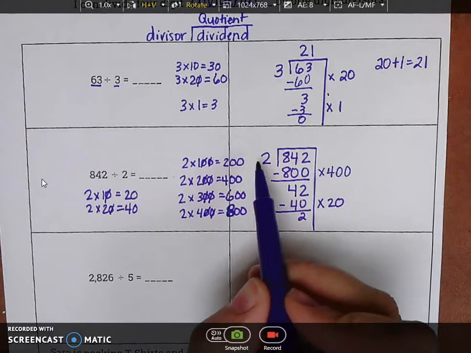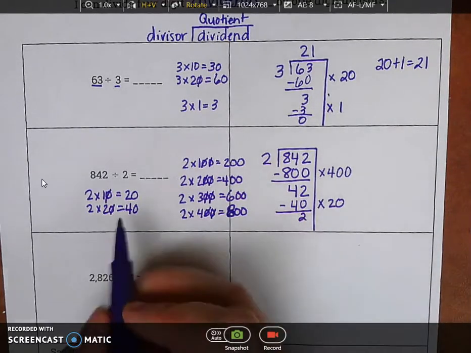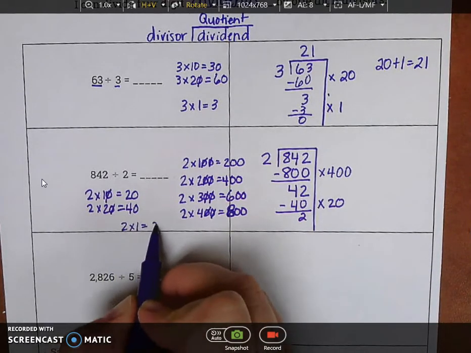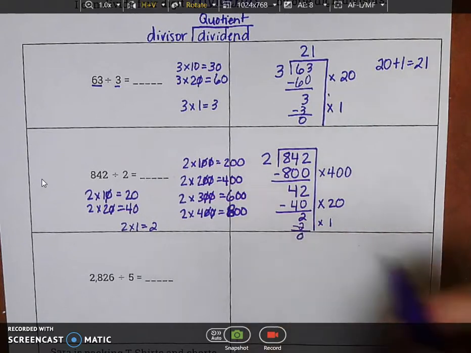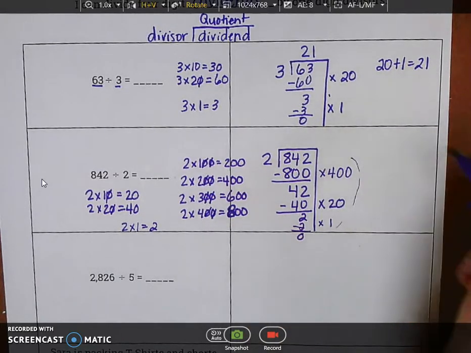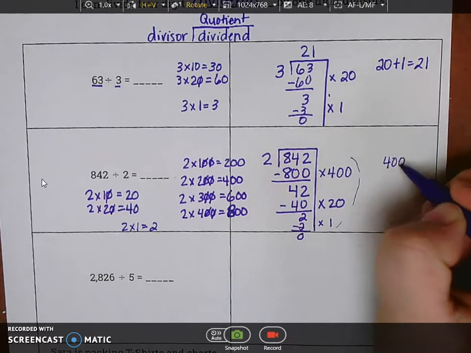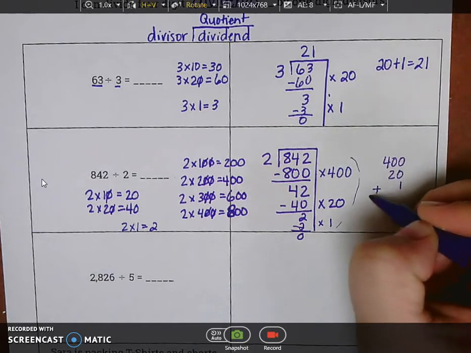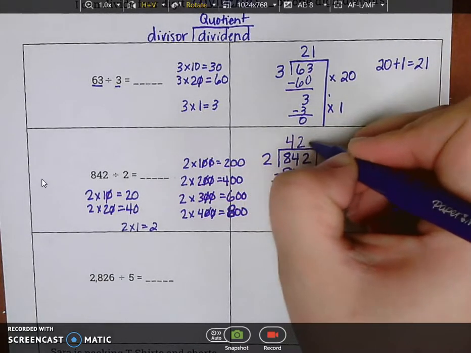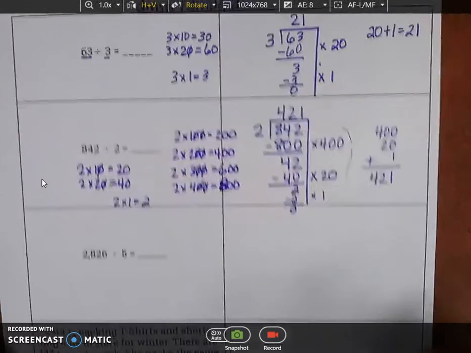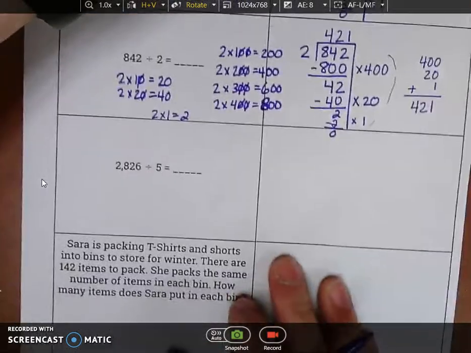So now the question is, how many 2's will fit into 2? Well, 2 times 1 is 2. So just times 1. I'm left with 0. Add up my partial quotients. 400 plus 20 plus 1, I get 421. Put my quotient at the top. There we go. Alright, let's look at the next one.